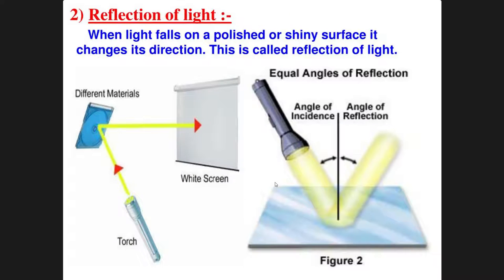Now, second is reflection of light. When light falls on a polished or shiny surface, it changes its direction. This is known as reflection of light.